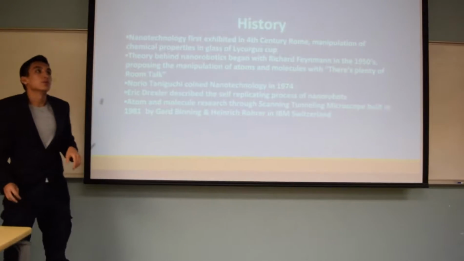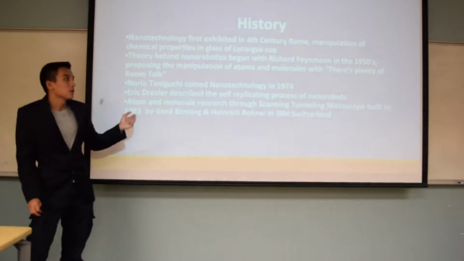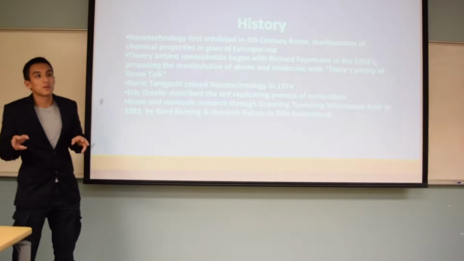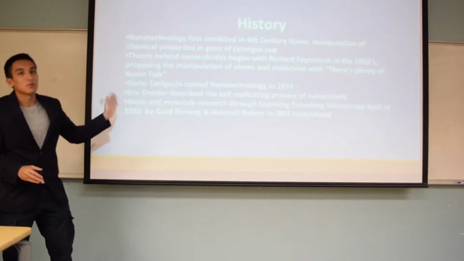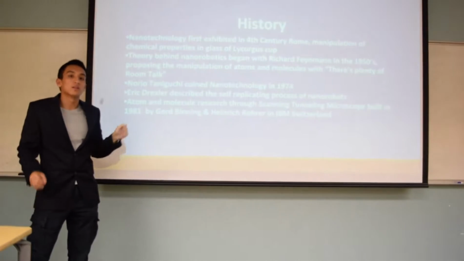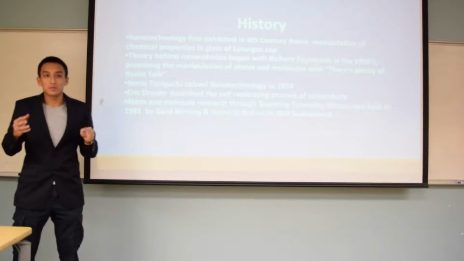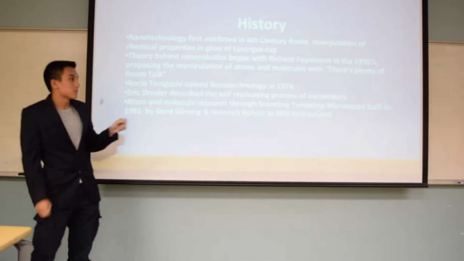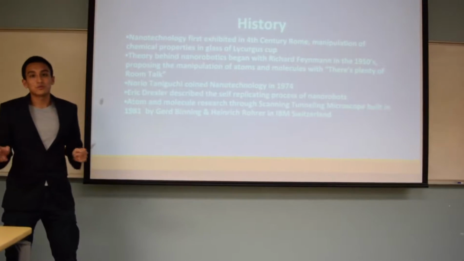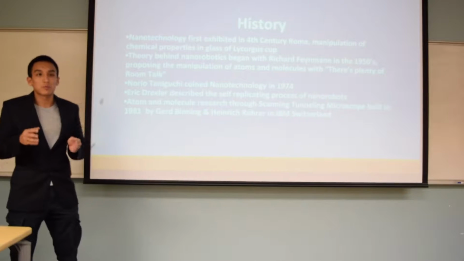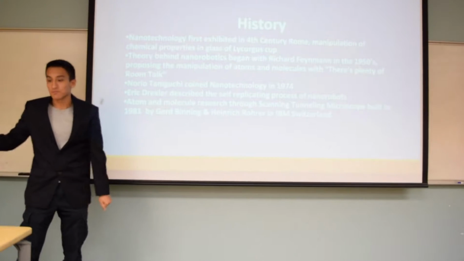Next, we move on to two Swiss researchers by the name of Heinrich Rohrer and Gerd Binnig. Now, these two researchers worked for IBM, and they made an STM, or a scanning tunneling microscope. This was used to see molecules at an atomic scale, and thus they were able to manipulate them. Likewise, we have Eric Drexler, who was a researcher from MIT, and he believed that these nanorobots would be able to self-replicate and thus become self-sustaining.